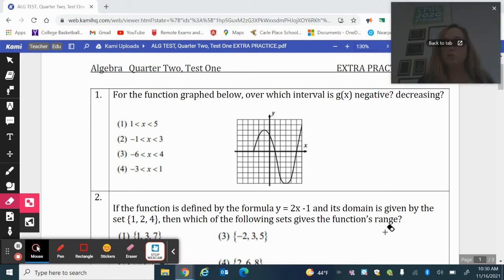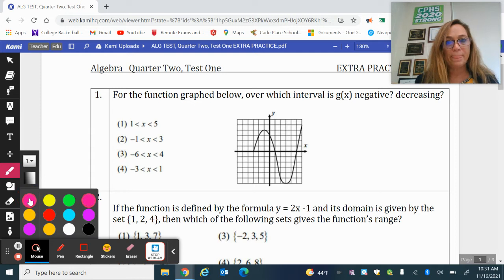I am going to do this extra review with you. Feel free to come to extra help, of course, if you have any questions. Okay? All right, so for the function graph below, over which interval is g of x negative?